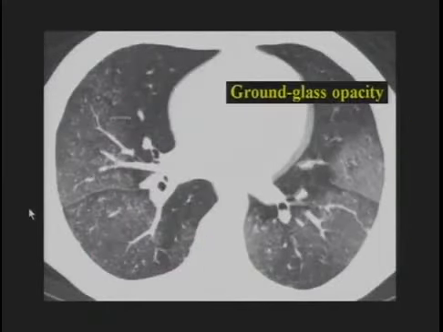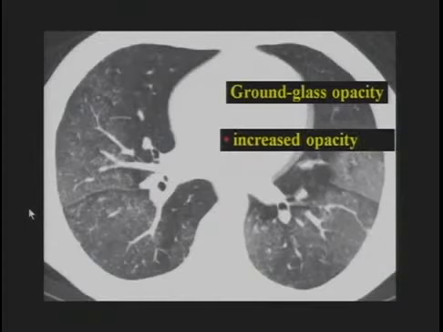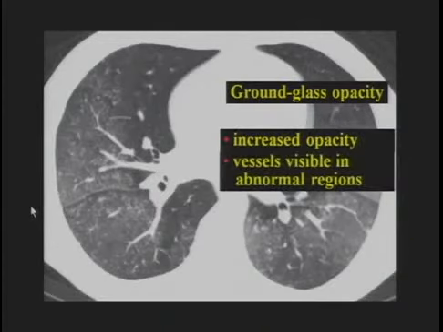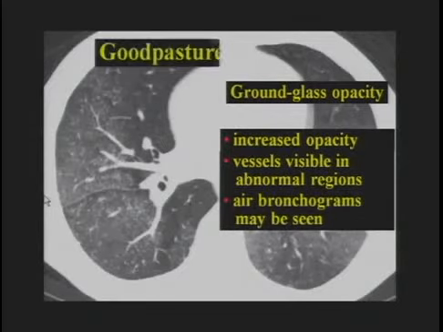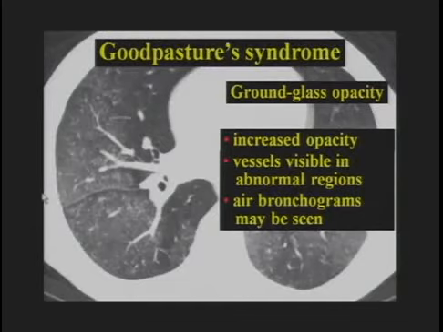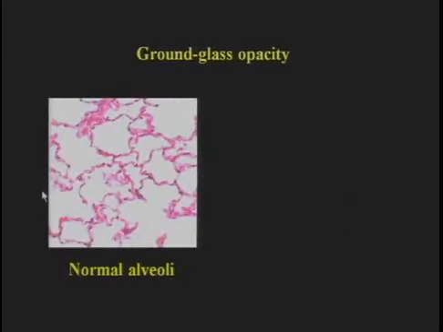Okay, this is ground glass opacity. Now what we see again is increased lung opacity, but vessels remain visible in the abnormal regions. Air bronchograms may or may not be seen. This happens to be Goodpasture syndrome with pulmonary hemorrhage.